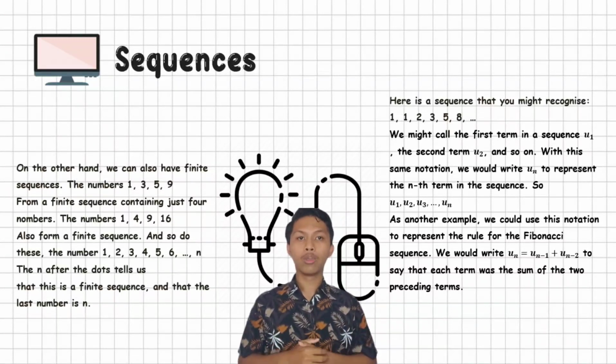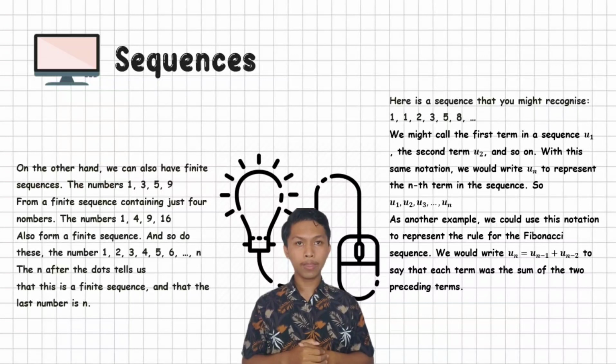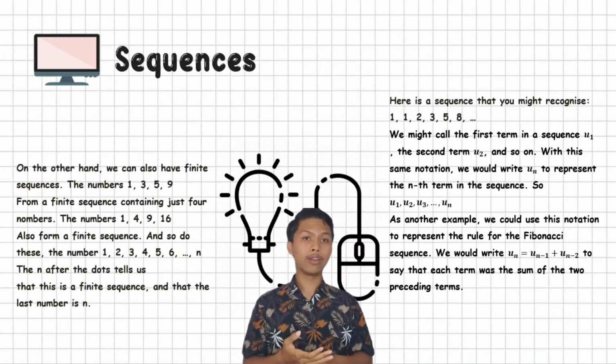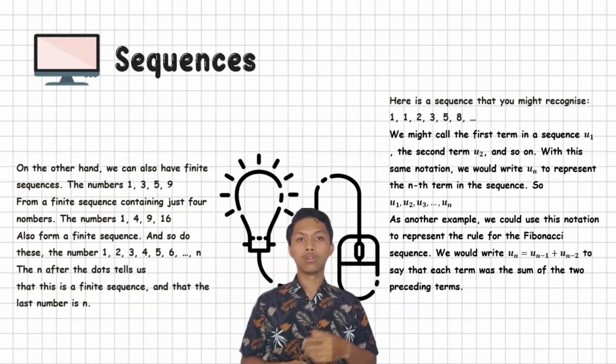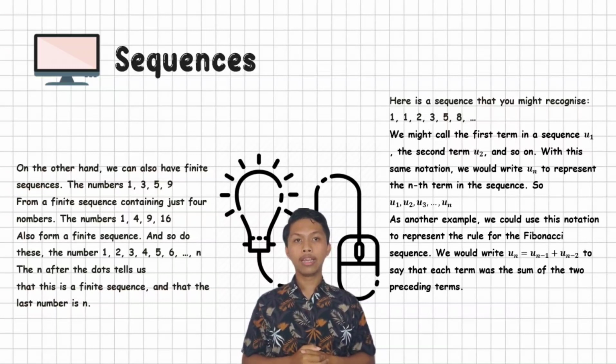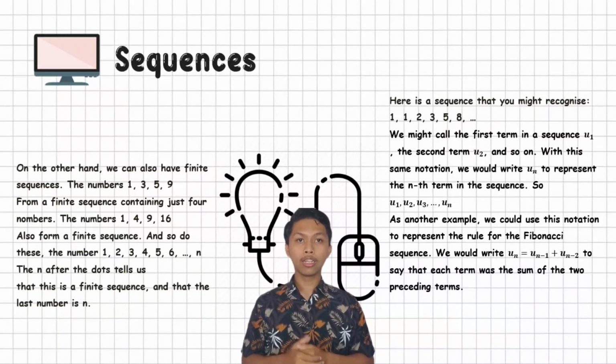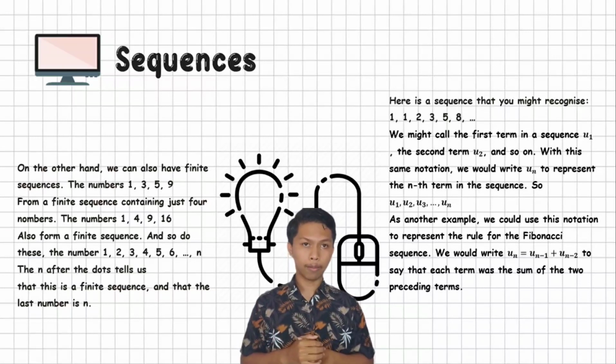For example, we can use this notation to describe the rule for the Fibonacci sequence, which is Un equals Un minus 1 added with Un minus 2. This notation says that to find Un in the Fibonacci sequence, we must add the two preceding terms.